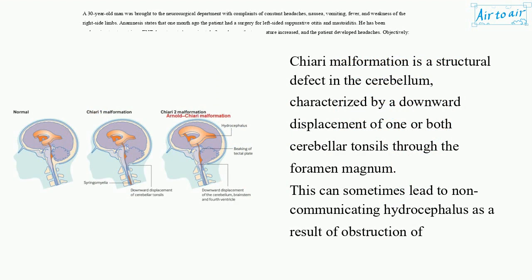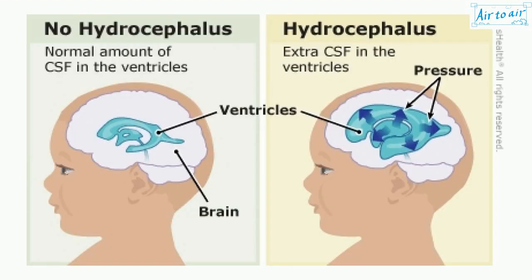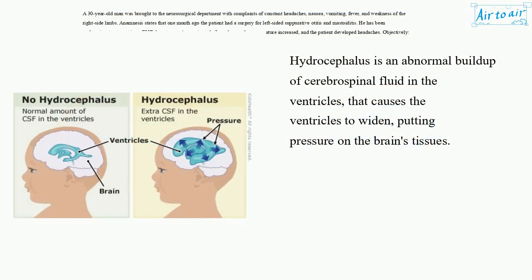Chiari malformation is a structural defect in the cerebellum, characterized by a downward displacement of one or both cerebellar tonsils through the foramen magnum. This can sometimes lead to non-communicating hydrocephalus as a result of obstruction of cerebrospinal fluid outflow. Hydrocephalus is an abnormal buildup of cerebrospinal fluid in the ventricles that causes the ventricles to widen, putting pressure on the brain's tissues.